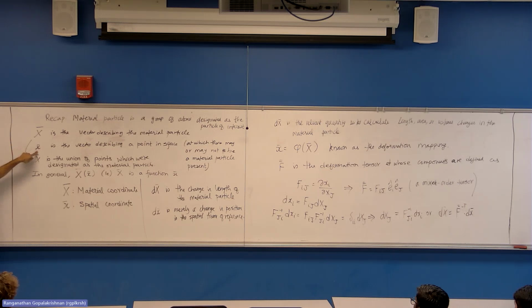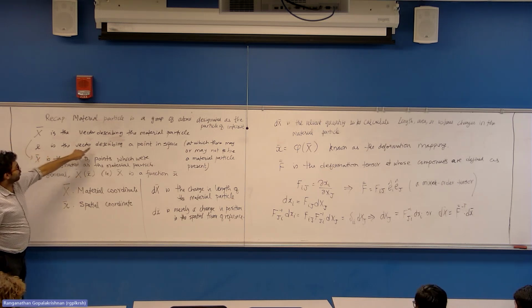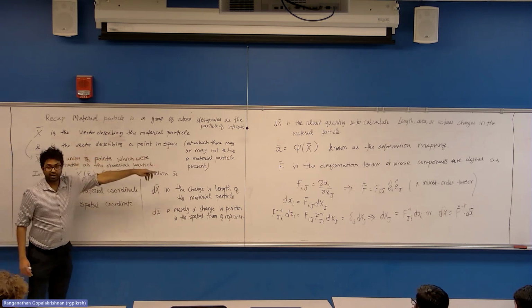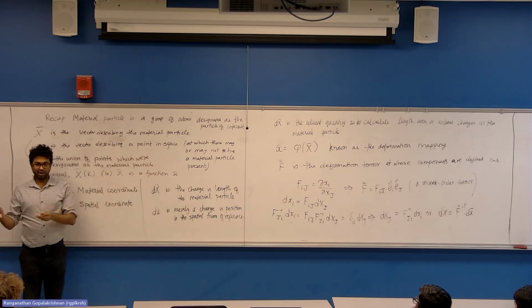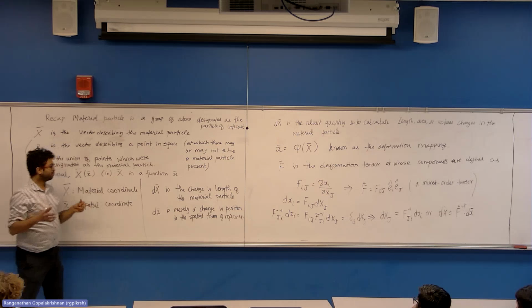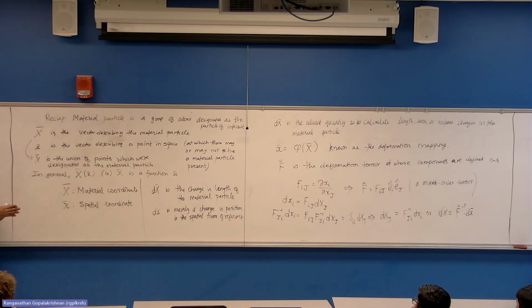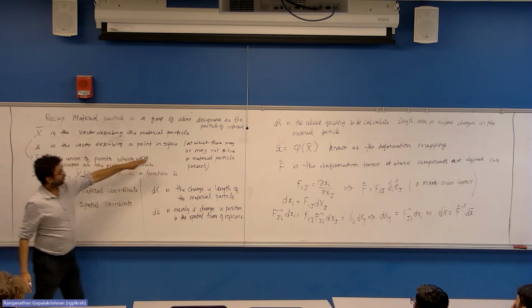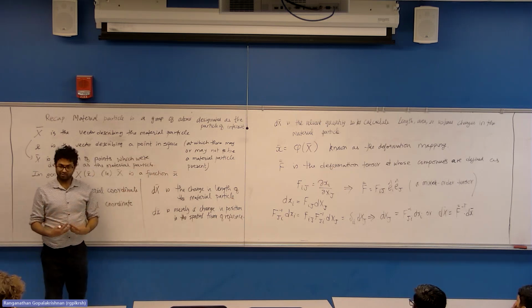The lowercase x, on the other hand, is just a vector describing a point in space. So with respect to some coordinate system, you can designate the point as x. It's like saying at a given position, there might be a particle, or there might not be a particle, but that position itself has an address or a position vector. That is what the lowercase x is. Most directly saying it, lowercase x is basically what you observe from the laboratory frame of reference.